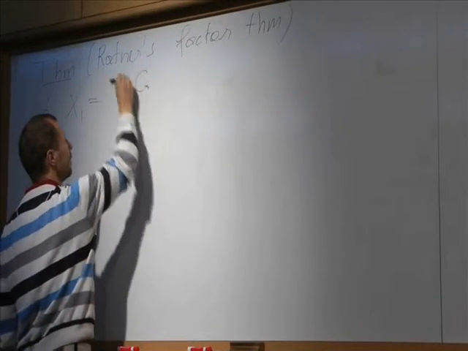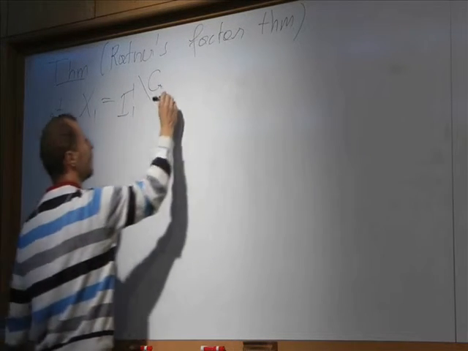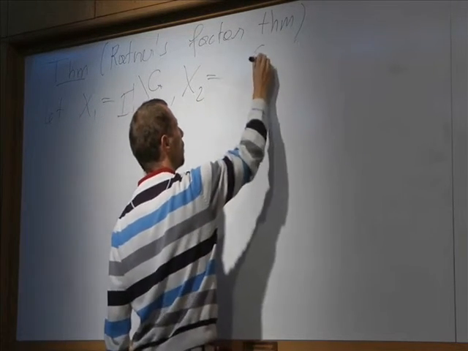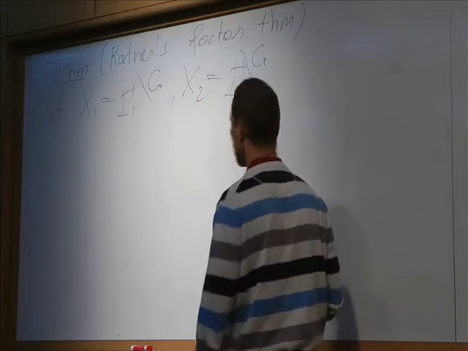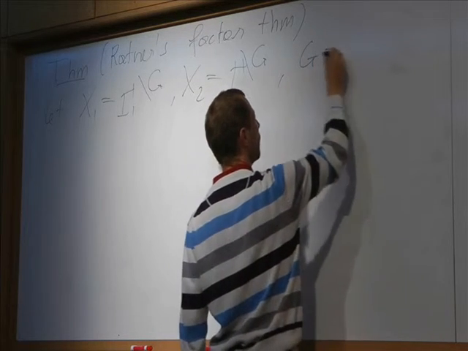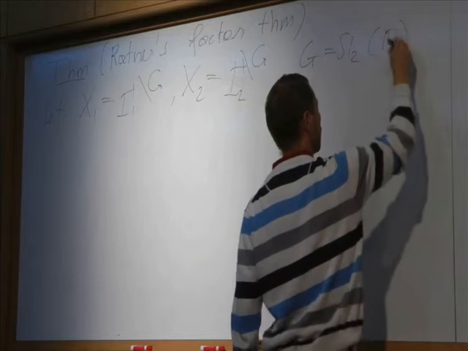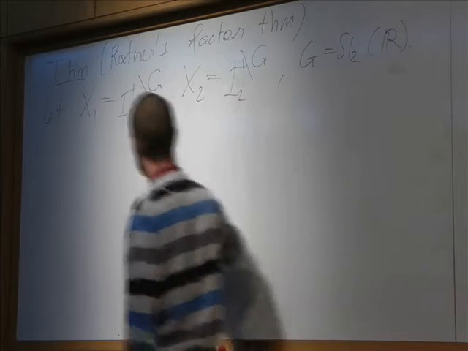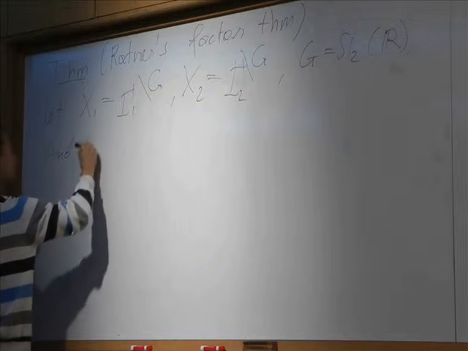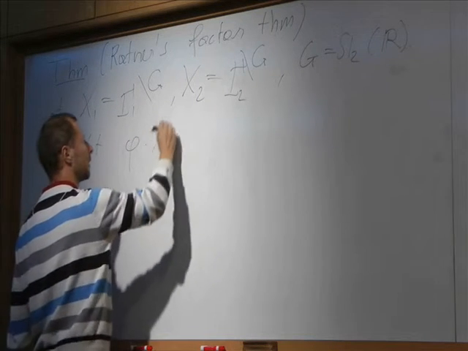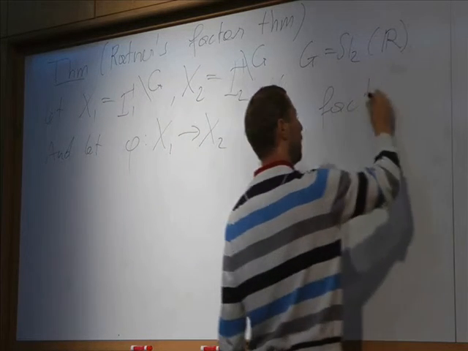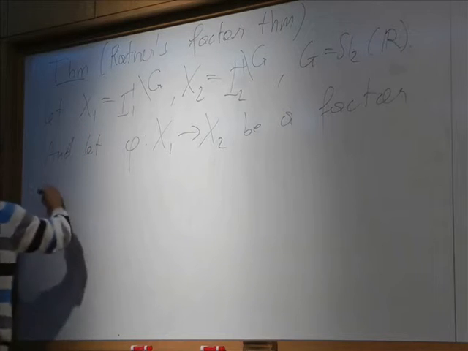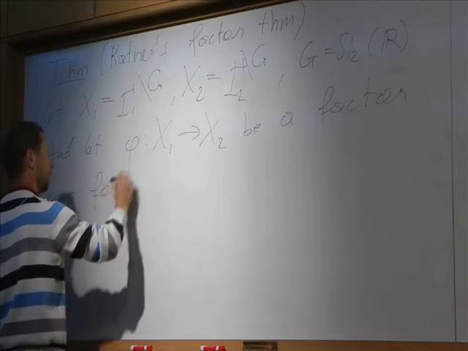Let x1 be G mod gamma 1, x2 equals G mod gamma 2. Gamma 1 and gamma 2 are lattices in G. G is SL2R. And let phi from x1 to x2 be a vector map for the horocyclic flow.